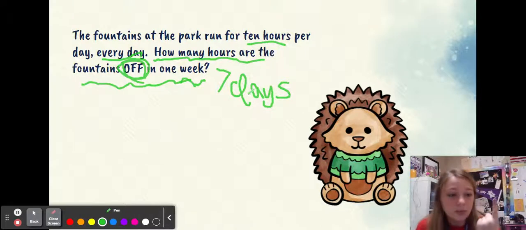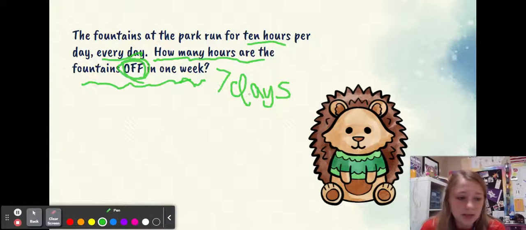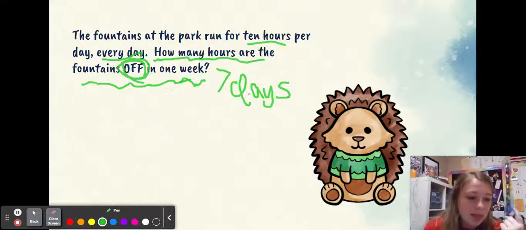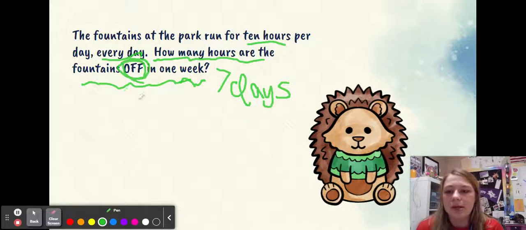So first, we need to figure out how many hours they're off in 1 day. Because, for each day they're on for 10 hours, we need to figure out how many hours they are off each day. And then we need to figure out what that means for our week. So we know that there are 24 hours in a day, and we need to take away the hours that we know they are on. 24 minus 10 is 14.